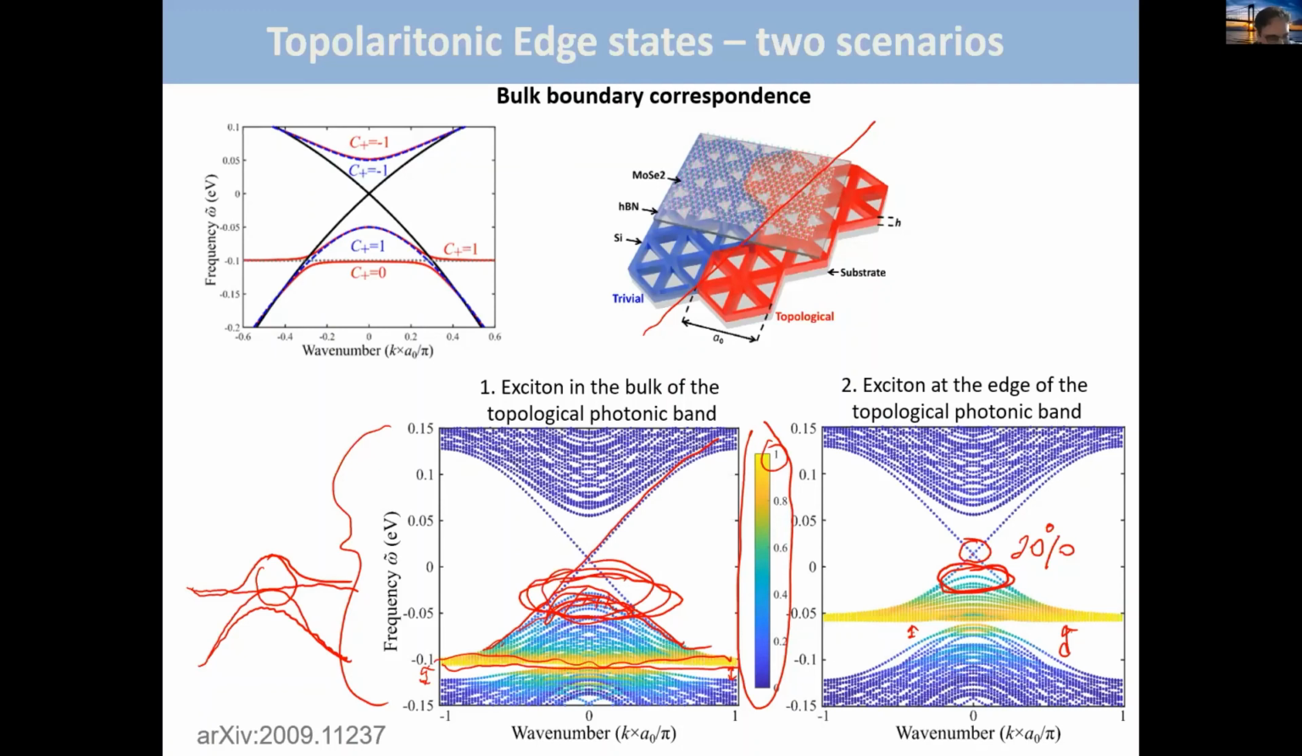Actually, right now we're doing some more experiments with different 2D materials, with WC2, and we are trying to do exactly this. We are trying to cross different bulk bands and see if topology appears in the lower polaritons. And we are doing this on purpose.